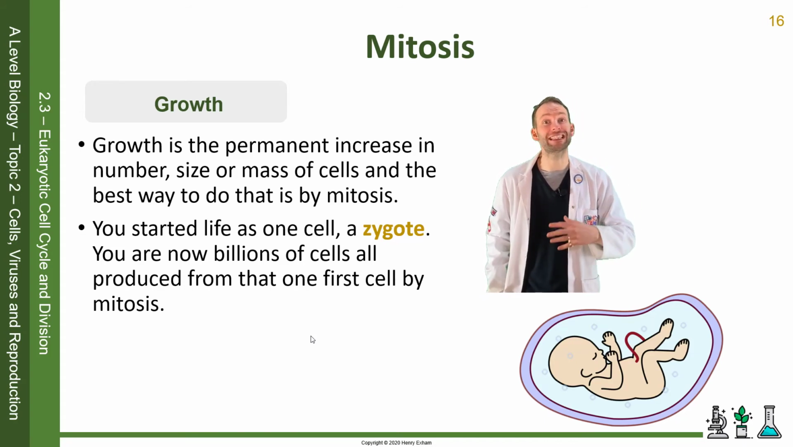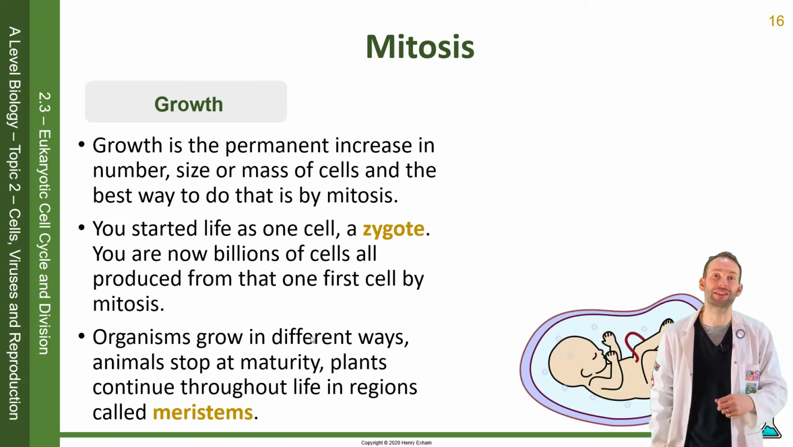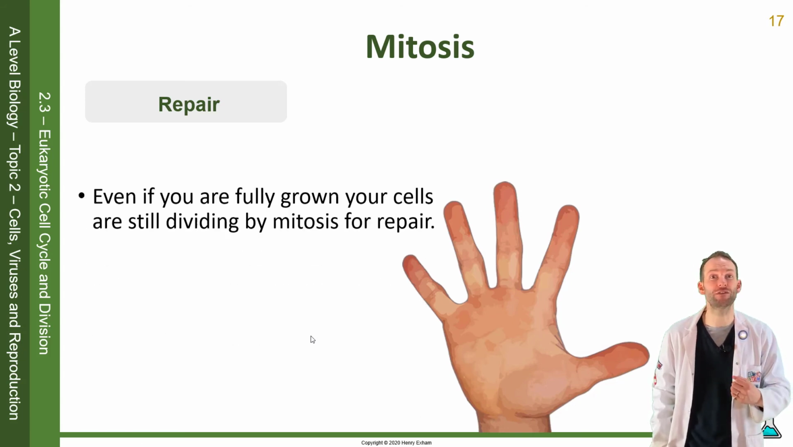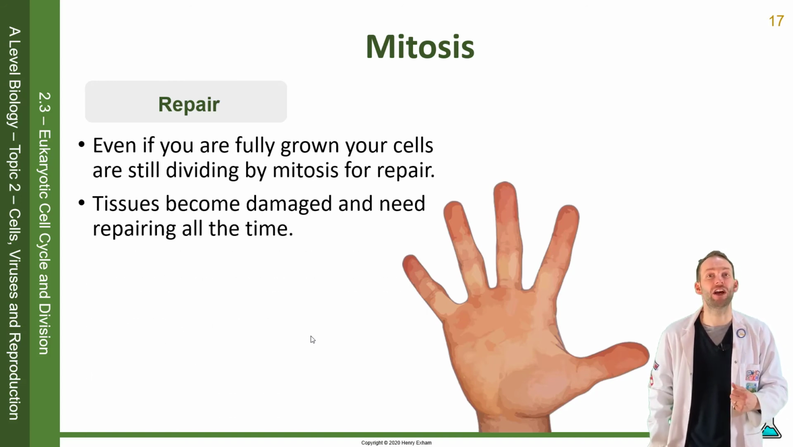Organisms grow in different ways. Animals stop at maturity, while plants continue throughout in regions called meristems. And finally, repair. Even if you are fully grown, your cells are still dividing by mitosis for repair. Now, you lose cells all the time. You've just lost 40,000 skin cells in the last 60 seconds of this video. They need replacing, and tissues become damaged, and they also need replacing all the time.